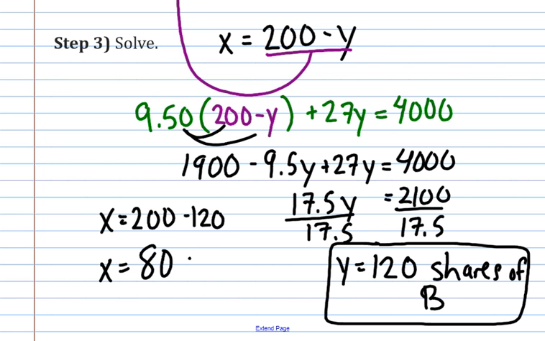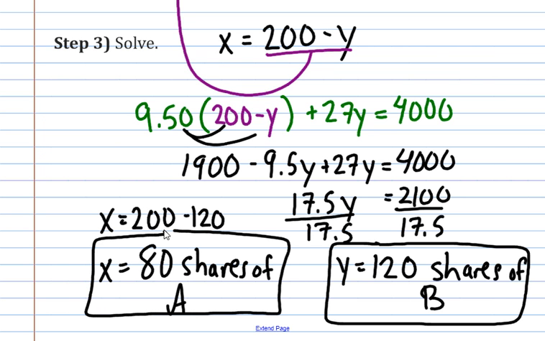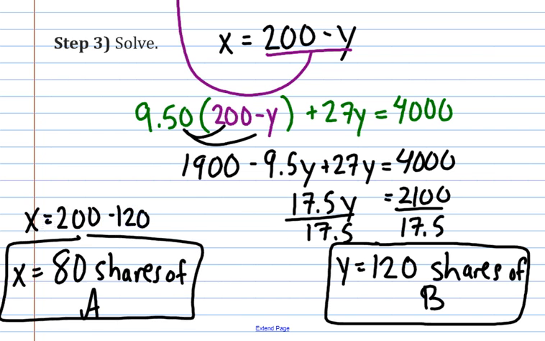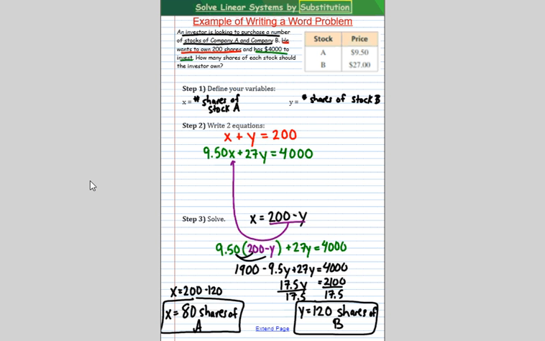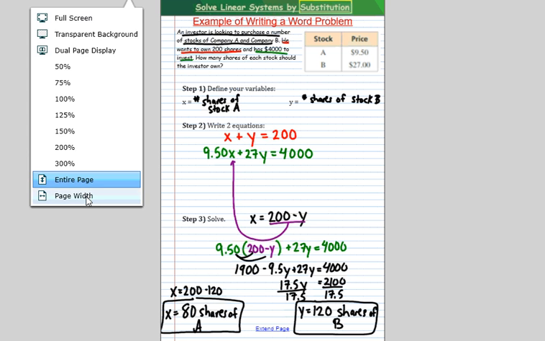So he bought 80 shares of A and 120 shares of B. I'm going to scoot that over a little bit so it looks more like a last step. There we go. And that's how you go about it. You realize very similar steps to what we did before, only difference is that we have to set up the equations for ourselves. Okay, so we will try one more, then I'll have you try one.